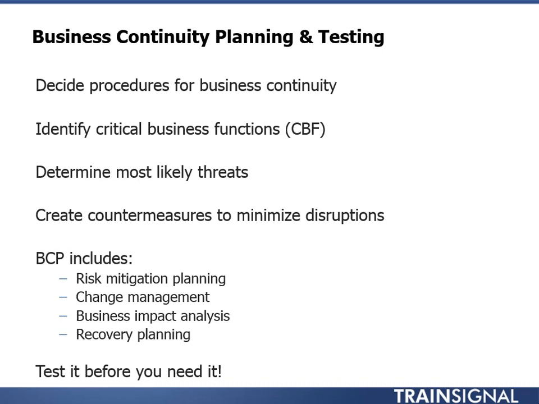Business continuity planning includes several elements that I've discussed in other lessons: risk mitigation planning, change management, business impact analysis, and recovery planning. So I've covered these in other lessons, which means I don't have to duplicate that here, and that's why this lesson is going to be fairly short, even though it's a massive topic. The reason is you already know this stuff, or you'll learn it in other lessons.